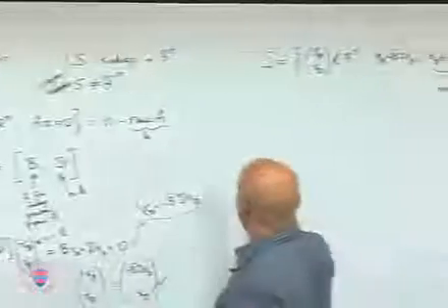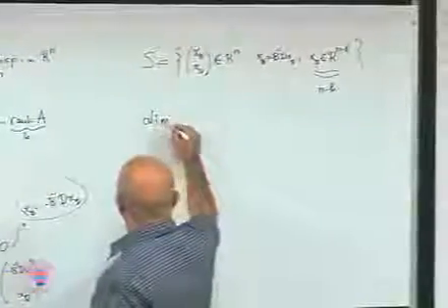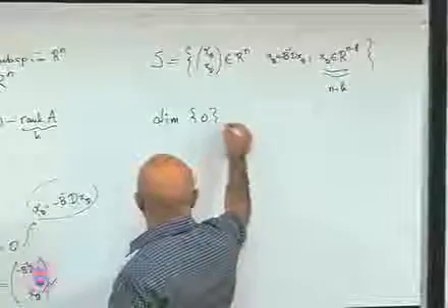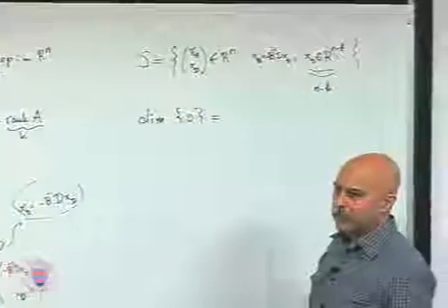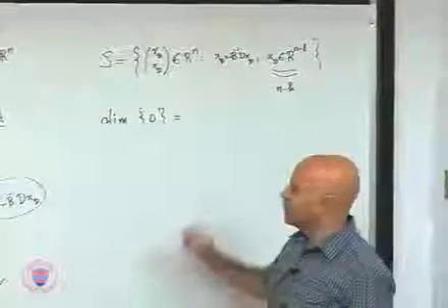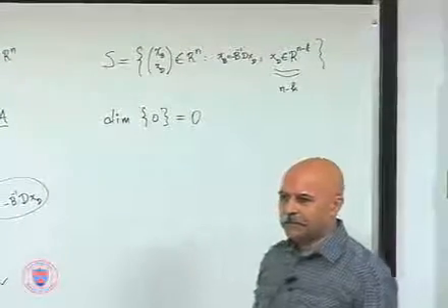Okay, what about the dimension of the set consisting of 0 only? The origin. Not 0, but the origin. 0, right? The dimension is 0.